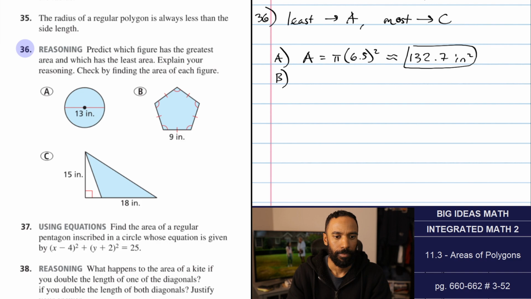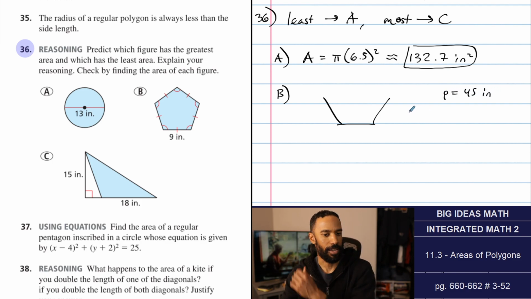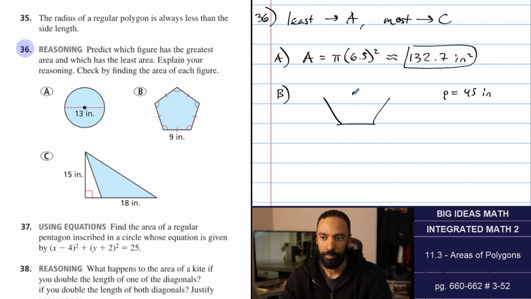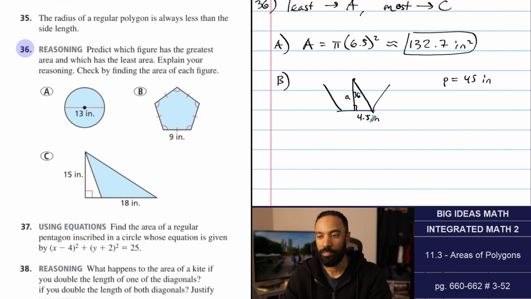Part B, we're going to have to do a little more work on this one. So part B, we have a regular pentagon with a 9-inch side length. That means the perimeter's 45 inches, 9 times 5. Here, we have to find the apothem. To find the apothem, we're going to take the 72-degree central angle that a pentagon has, 360 over 5, and divide that by 2 to get 36. 36-degree guy there, 9 inches broken up into 2 parts is 4.5 inches here. So the apothem is found by using trig. Tangent of 36 is 4.5 over A.